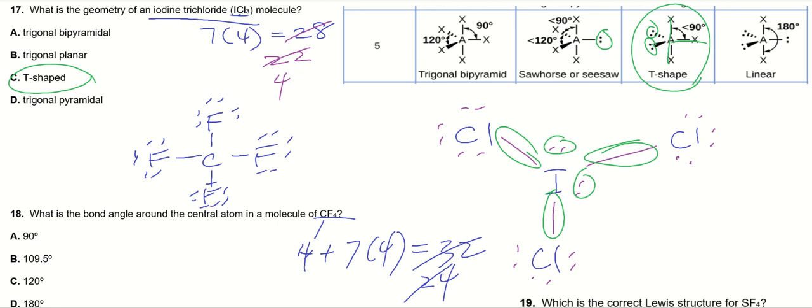So central carbon has 1, 2, 3, 4 electron regions. That's tetrahedral. Answer is B. Tetrahedral is 109.5. Oh, more Lewis structures. Okay.